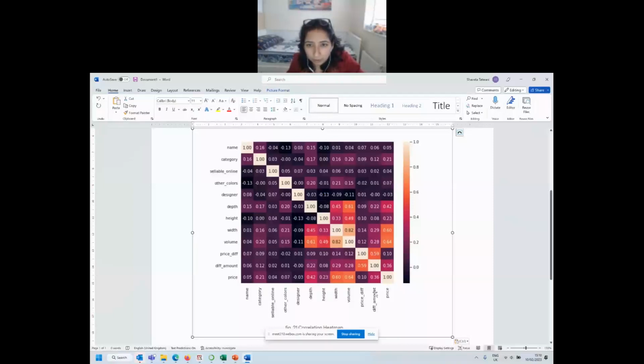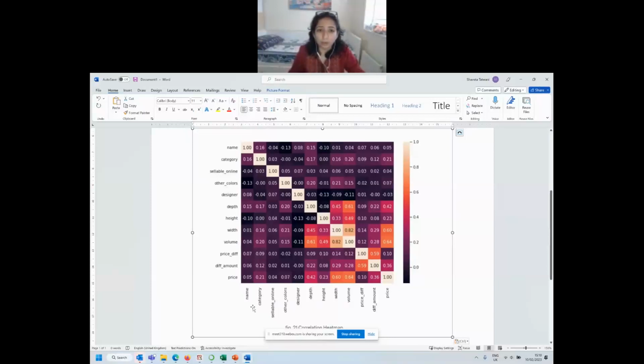So in this way we can analyze this data set. I am seeing a negative value. Height and depth are also negatively correlated, but this is a -0.8 value, so that does not have much of an effect. So this is one of the most important EDA steps.